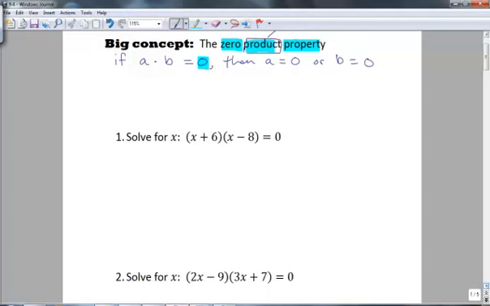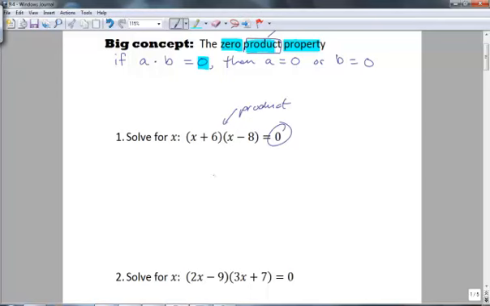Number 1 says solve for x, and then we've got x plus 6 times x minus 8 is equal to 0. So notice that this right here, this is a product. The reason that we know that that's a product is because we've got one factor times another factor. It's not plus, it's not minus, it's times. So you got to recognize that first. So we've got a product, and notice that the product is equal to 0.